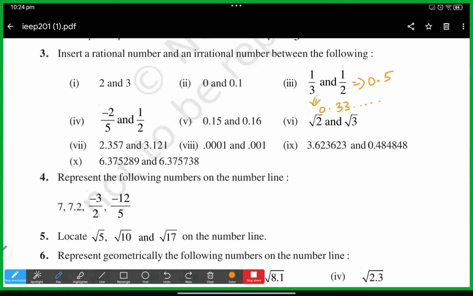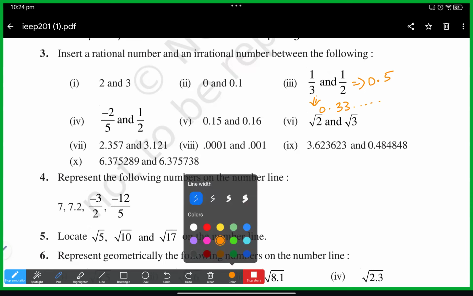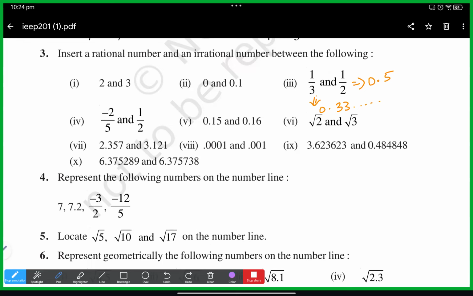Okay, Pranavi? So what's in between, we can write 0.32 or something. So we can even write 0.4 also. Yes, sir. Between 0.3 and 0.5 we have 0.4.